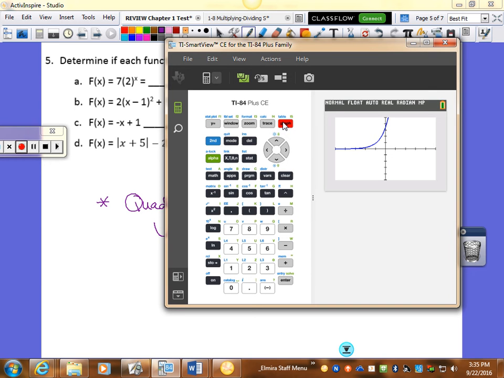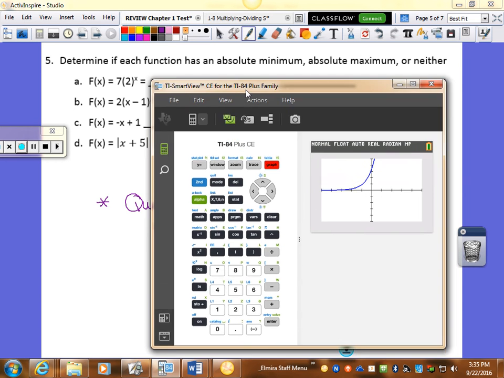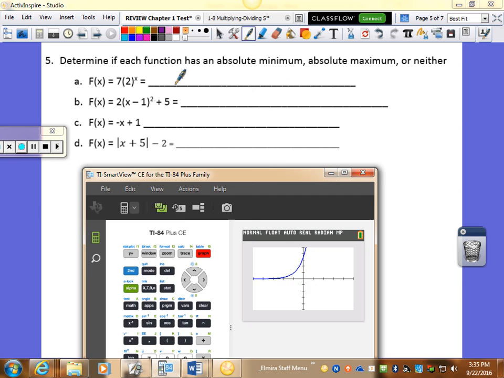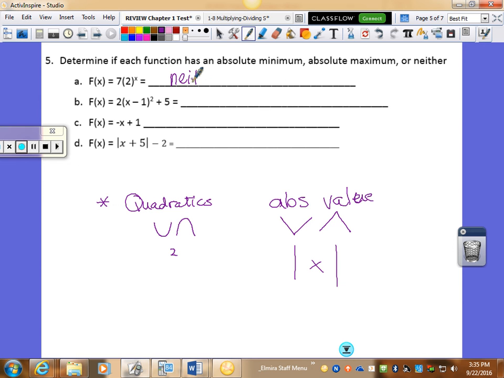Now I know that it appears that the line flattens out right here, and it seems like, well, wouldn't 0 be the minimum? Nope, because that graph never actually touches 0. It just looks like it does. It gets so close that with the calculator's pixels it looks like it does, but it really does not. Okay, so that is an exponential graph, and we would say neither.